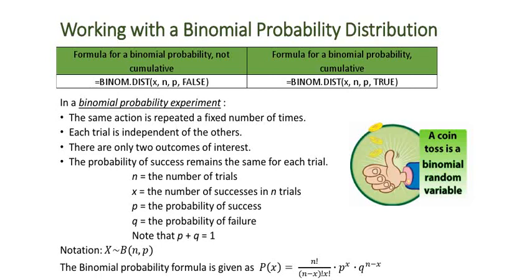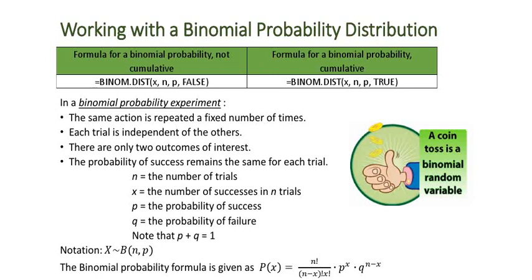In a binomial probability experiment, the same action is repeated a fixed number of times, and each trial is independent of the others. And there are only two outcomes of interest. Either we have success or failure, as we define it in terms of that experiment. So there's only two outcomes right here. So we're going to define the following quantities. Let n be the number of trials, x be the number of successes within those n trials, let p be the probability of success in each particular trial, and of course q would be the probability of failure. So we could say that q is the complement of p.